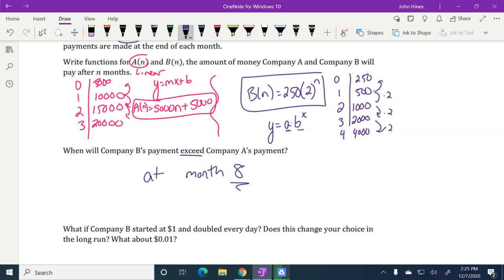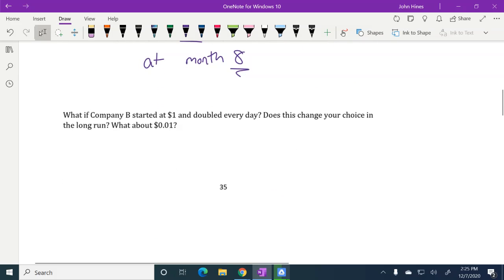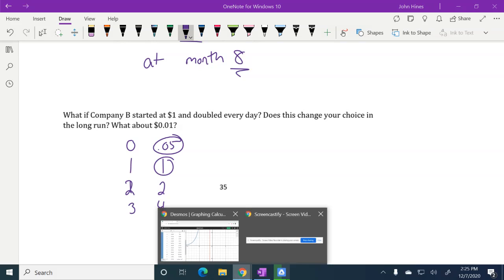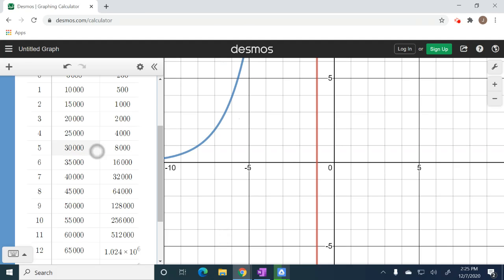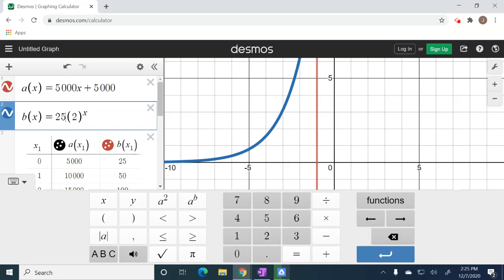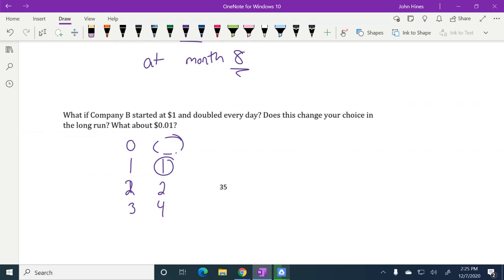Well, what if company B only started at $1? What if they only started at $1 there? Well, I got to go back to get my new, it's still doubling, but my new y-intercept is 0.05. If month 1 is $1, that changes my y-intercept here. Got to delete that out to be 50, not 0.05, sorry, just 0.5.